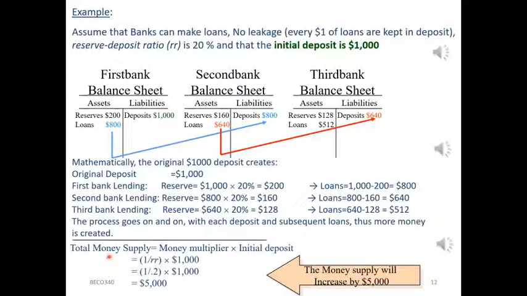Letting RR denote the reserve deposit ratio, the amount of money that the original $1,000 creates is represented by the total money supply, which is equal to the money multiplier times the initial deposit. Each $1 of reserves generates 1/RR dollars of money. In our example, RR is equal to 0.2, so the original $1,000 generates $5,000 of money.